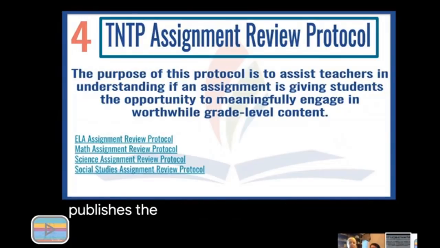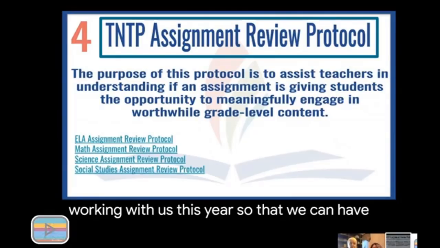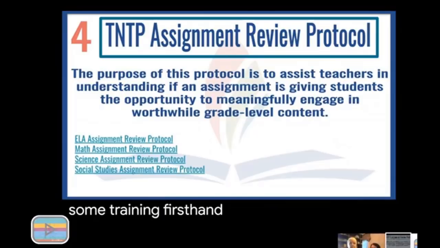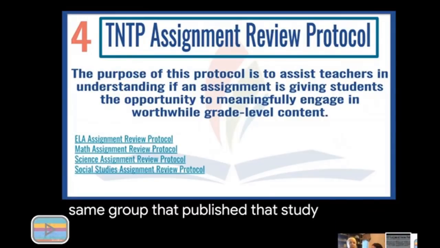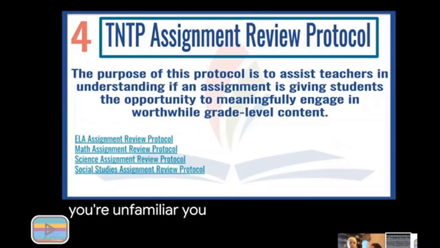They are actually going to be working with us this year so that we can have some training firsthand from them. But if you are familiar with the opportunity myth, this is the same group that published that study. And if you're not familiar, you should Google opportunity myth.